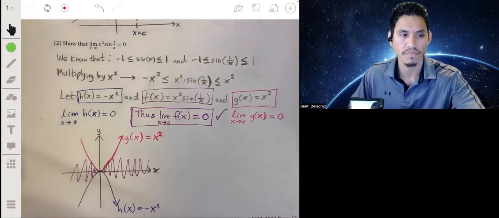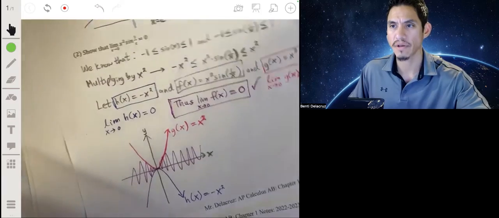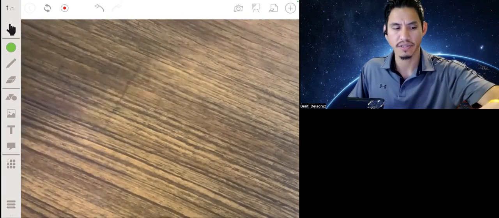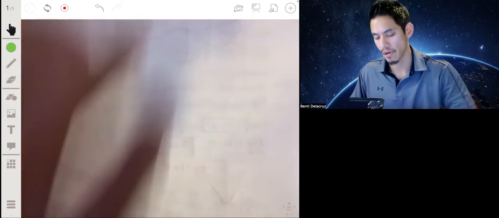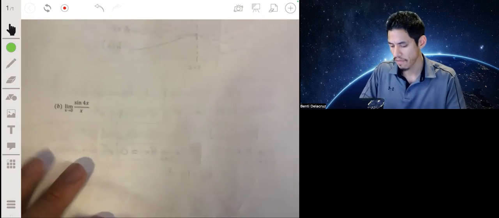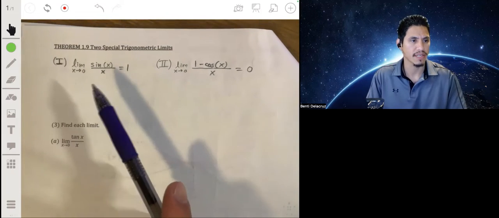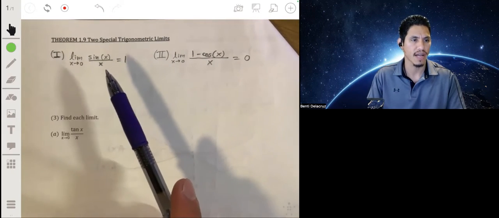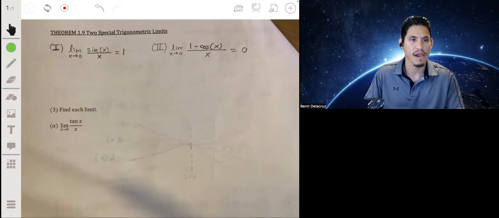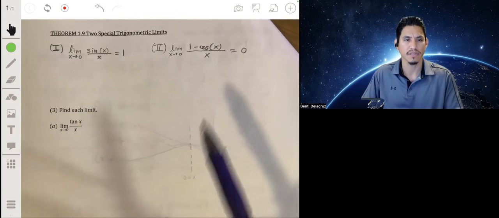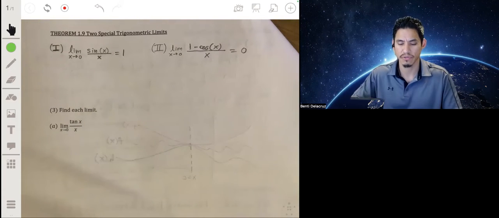But now let's look at some other special limits for two trigonometric functions that you're probably going to want to know. They are the limit as x approaches 0 of sine of x over x, which is equal to 1. And the second one is the limit as x approaches 0 of 1 minus the cosine of x over x, which will be equal to 0.